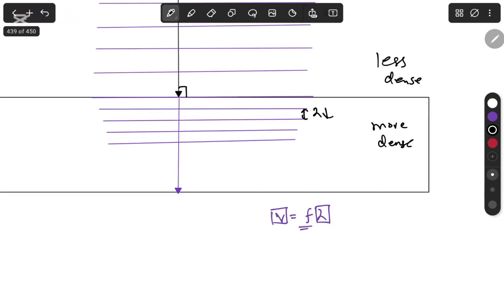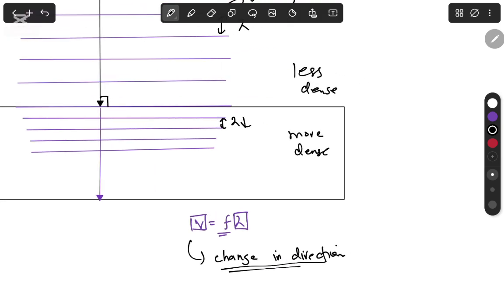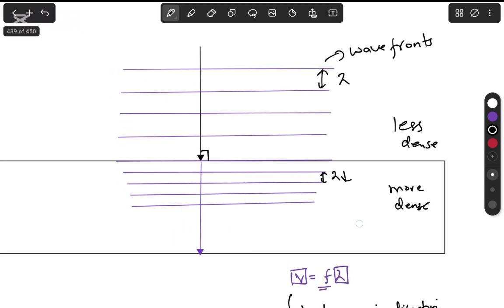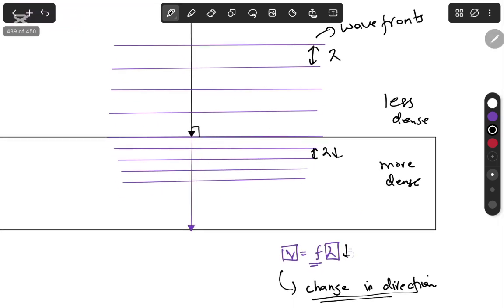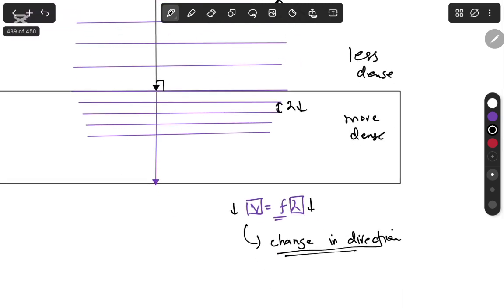Another thing that happens in refraction is that you have a change in direction. These two things, when you consider them, that's when you can tell if something is refracting or not. Now, in this case, you can see that the lambda value is decreasing, so the speed of the light ray that's entering is also going to decrease. But there is no change in direction.